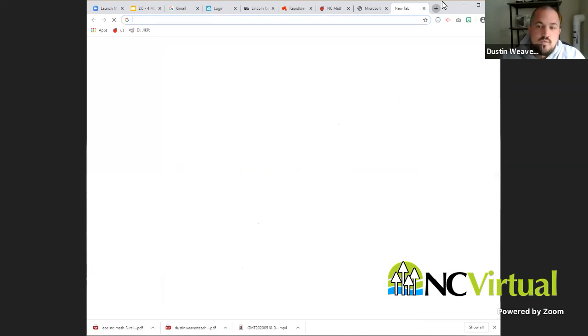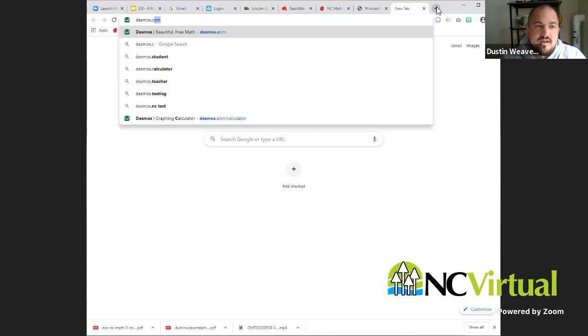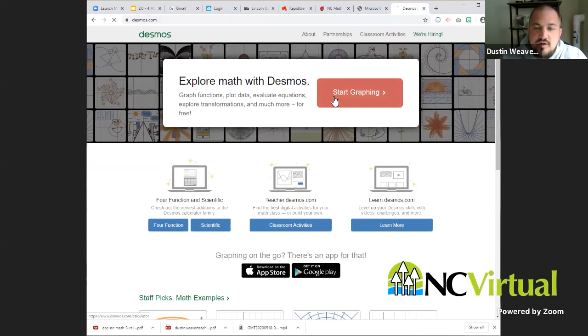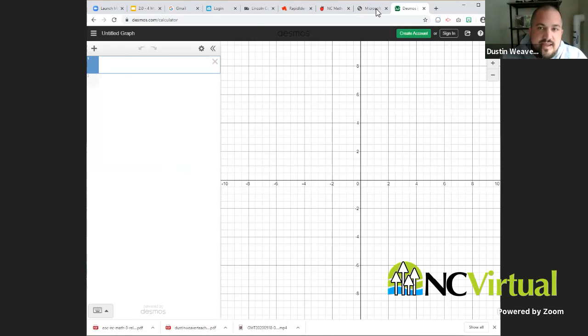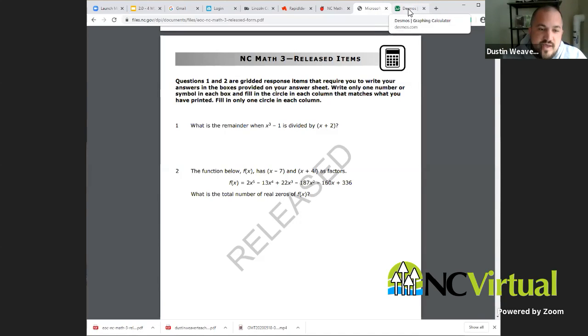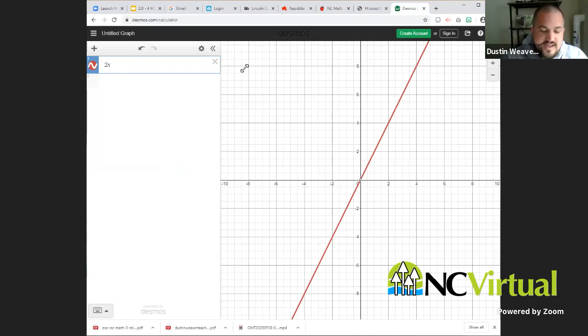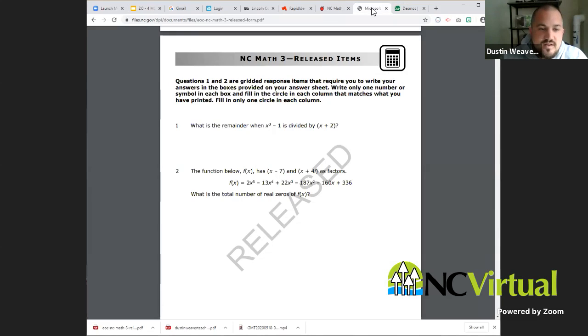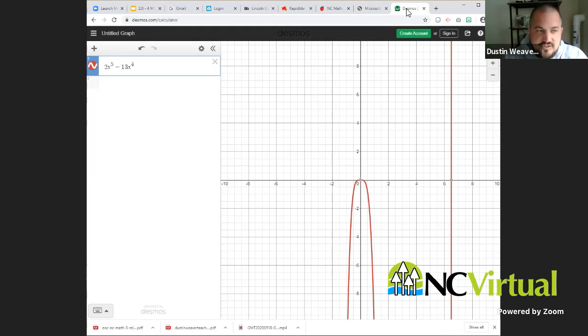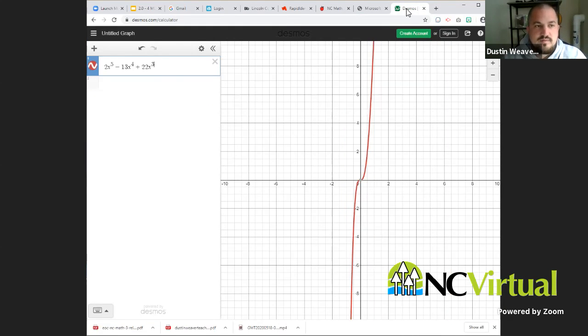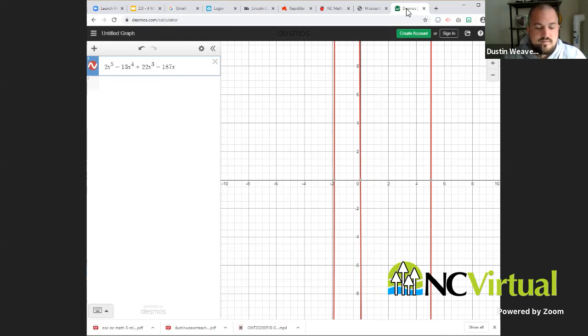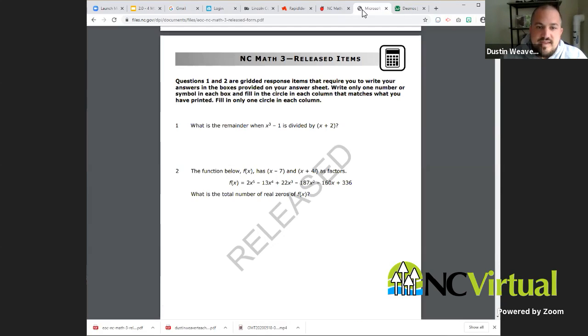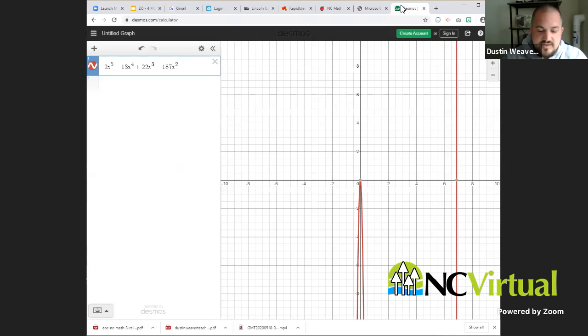To graph it, we're going to go to desmos.com and start graphing. And we're going to look at our equation. So it's 2x to the 5th minus 13x to the 4th, plus 22x to the 3rd, minus 187x squared, and then minus 160x plus 336.